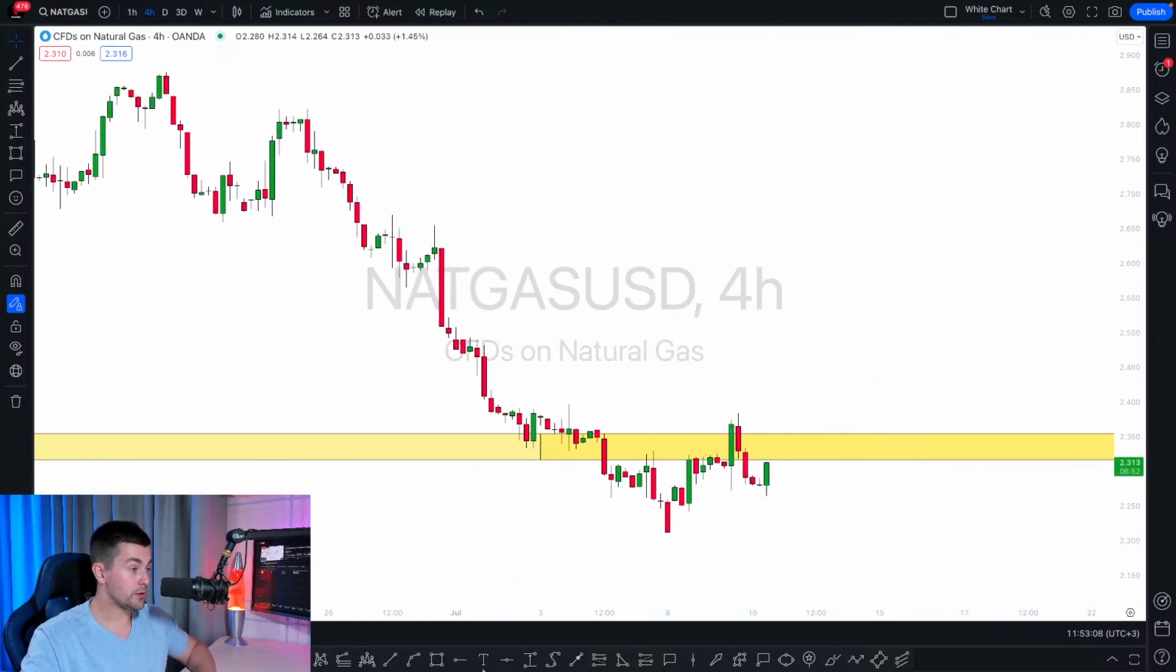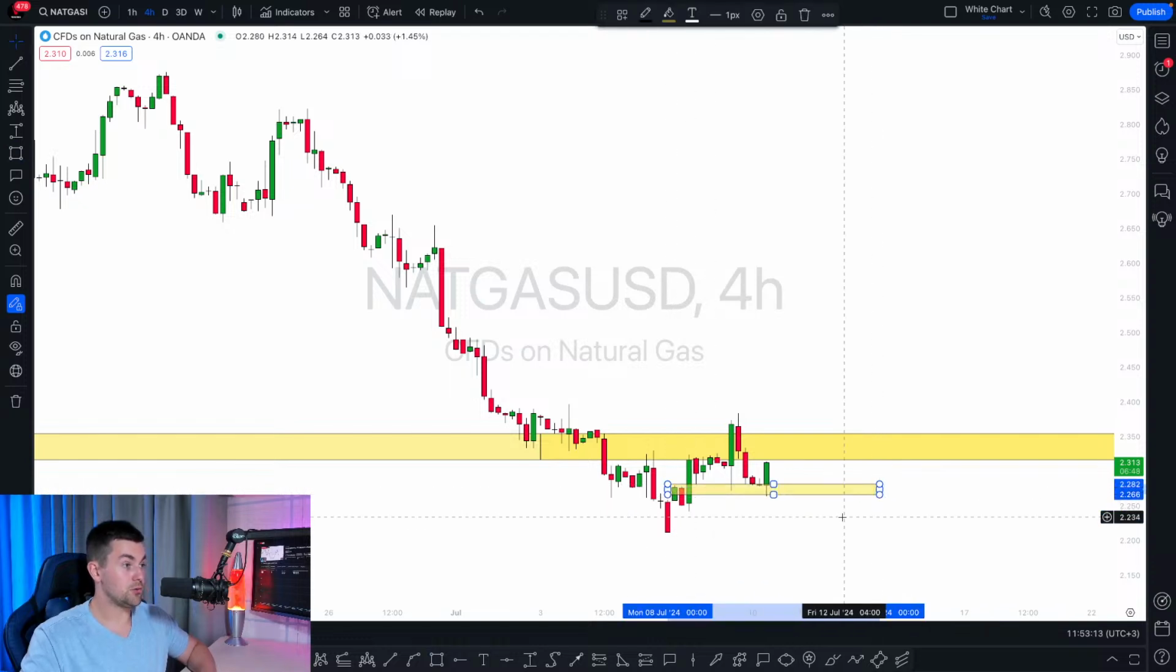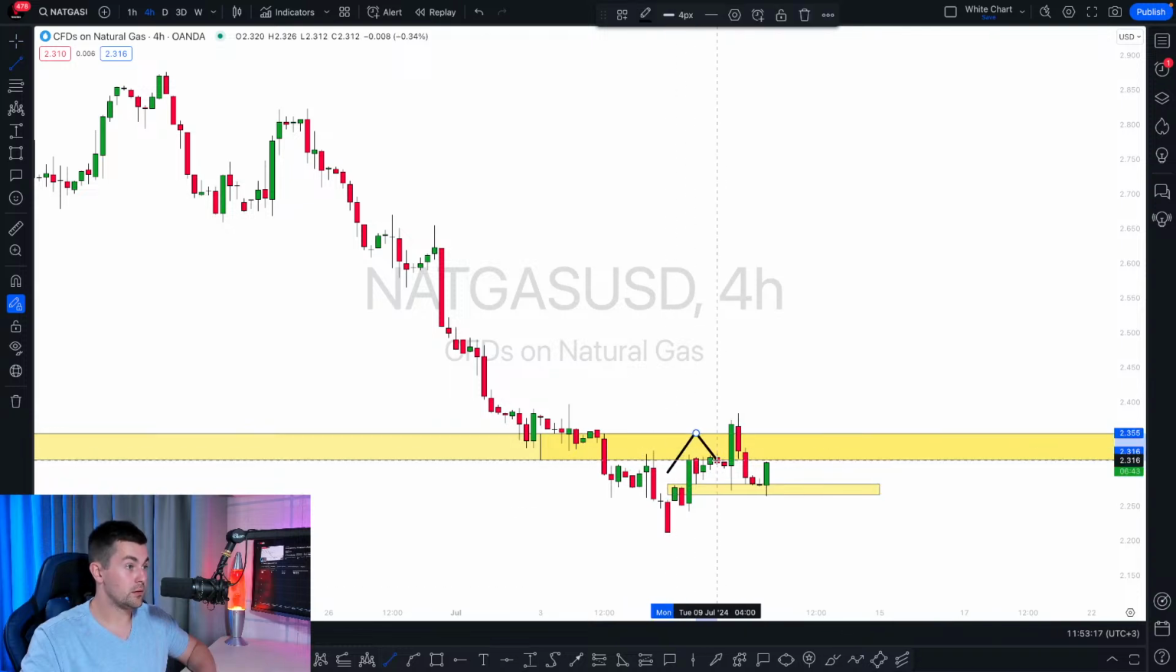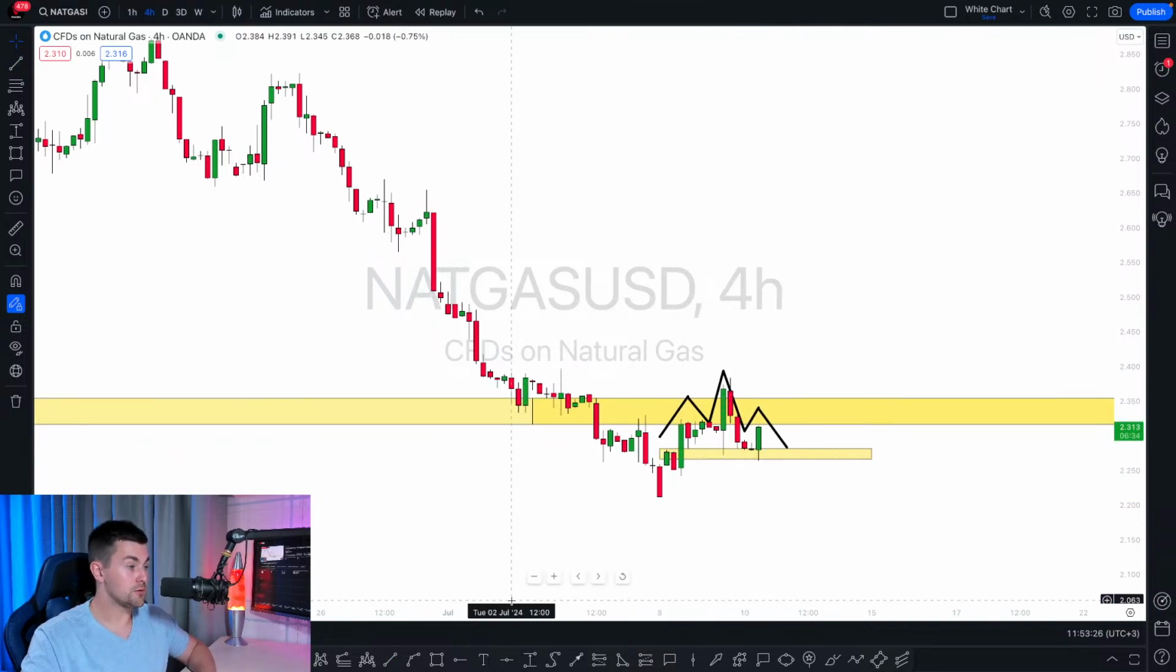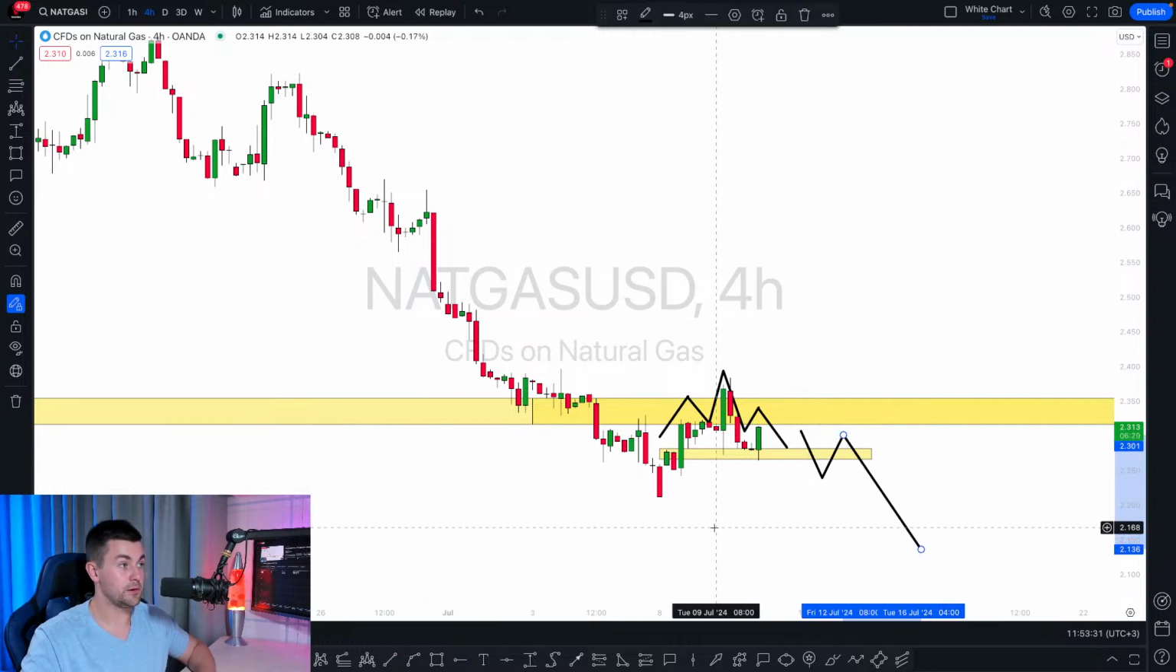On the 4-hour time frame, we have a very nice potential head and shoulders pattern. You can see that here we have the left shoulder, the head, the right shoulder. So we can consider that head and shoulders pattern formation. And I think that a bearish breakout of the neckline of the pattern here may initiate a further bearish continuation on the market. So if you're looking for shorting, that can be a very nice pattern to trade on natural gas.